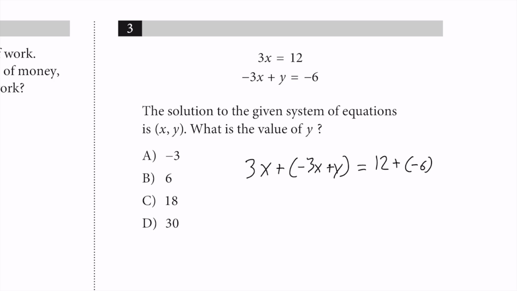And then we can see that 3x plus negative 3x is just going to equal 0. And then we just have y. So y will equal 12 plus negative 6. So 12 minus 6 is 6. That gives us 6. Answer choice B.